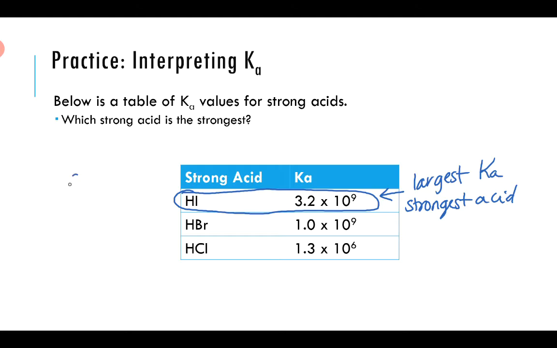Another way to think about it is that strong acids have to completely ionize in solution. And if we think back to our periodic trends, iodine is a much bigger atom than chlorine.